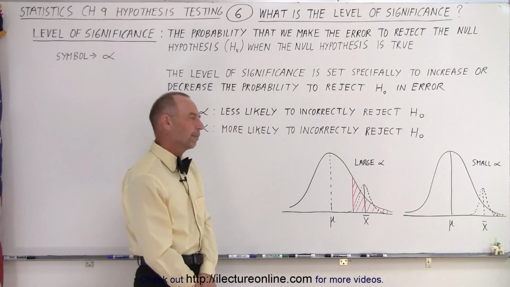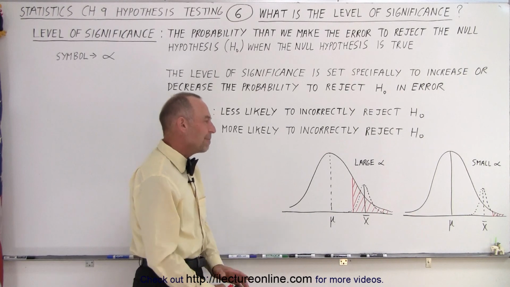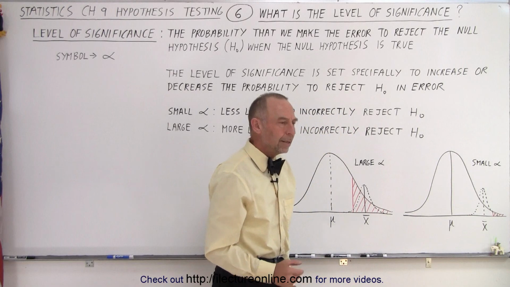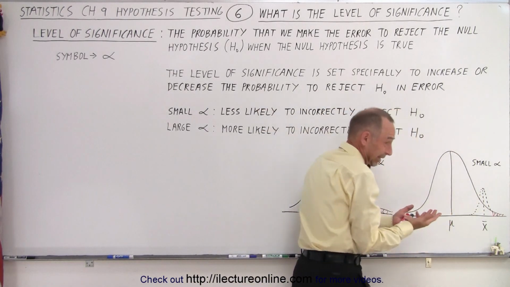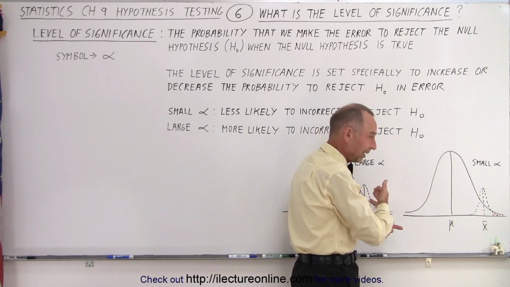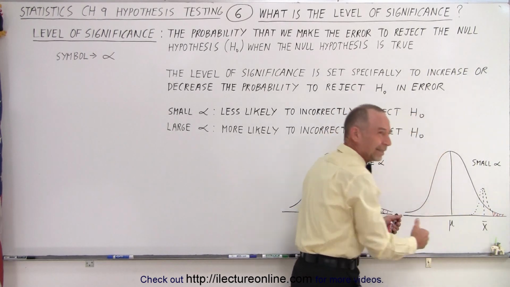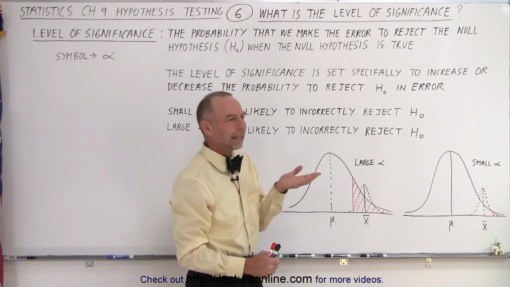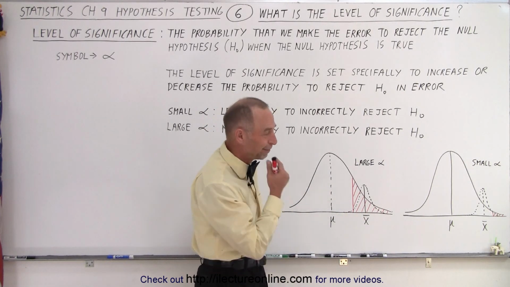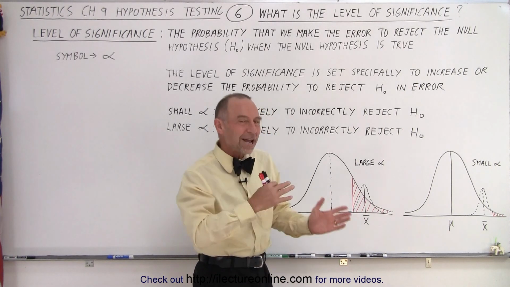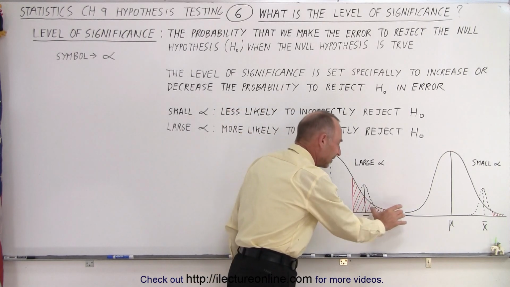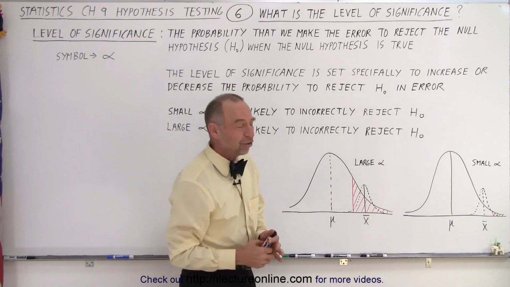So what's the cost? Well, if you make this really small, you may have a sample that kind of shows that it's different from the null hypothesis, therefore you should reject it, but you're not going to because you didn't quite get there. So now you're more likely to not reject the null hypothesis when you should. So it's a trade-off. And therefore, where you set that level of significance depends upon the situation.